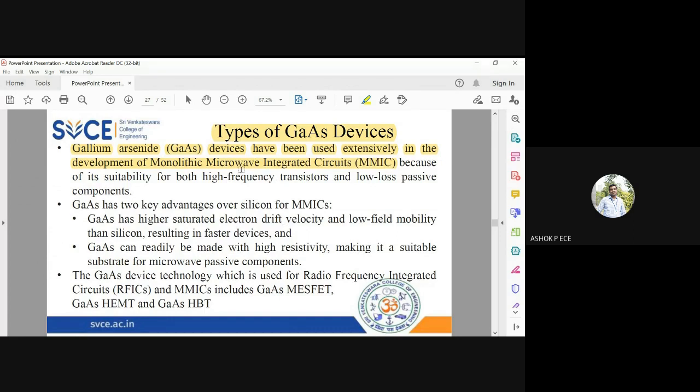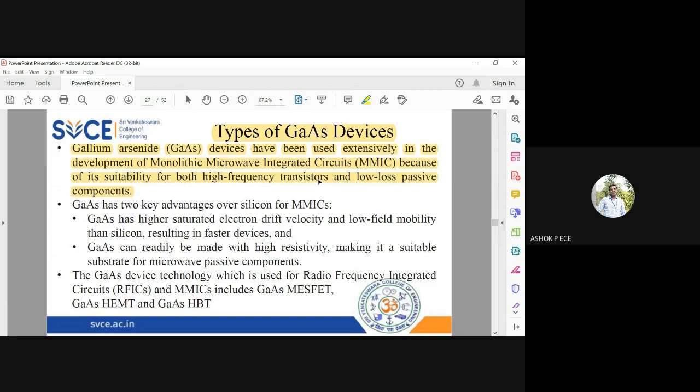See, anything above 1 gigahertz is going to be microwave. So all your satellites, DTH, all your microwave oven, they are all operating in the microwave frequency. Remember, anything above 1 gigahertz, 1 into 10 power 9 hertz, is going to be falling in the microwave region.